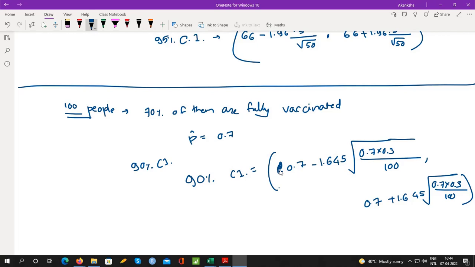So what have we studied so far? Confidence interval for a single population mean, and confidence interval for a single population proportion. What is the use of this confidence interval? These confidence intervals give us likely values.